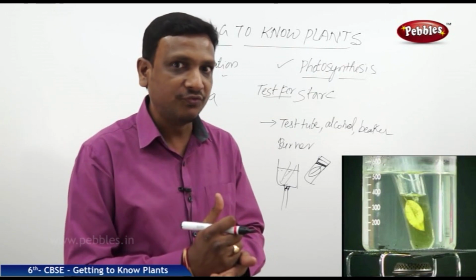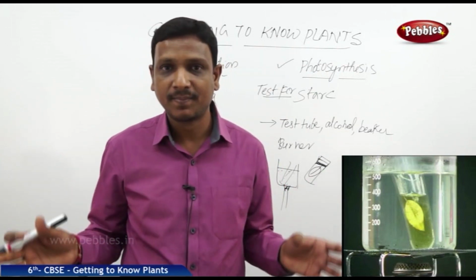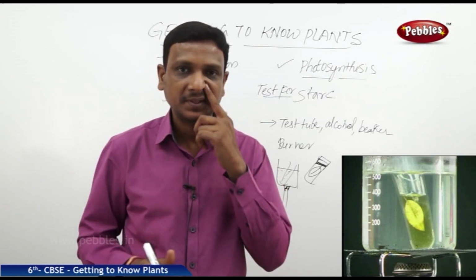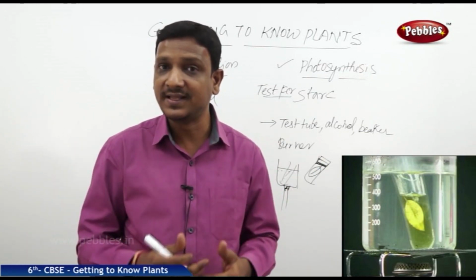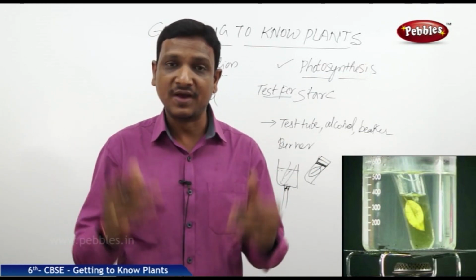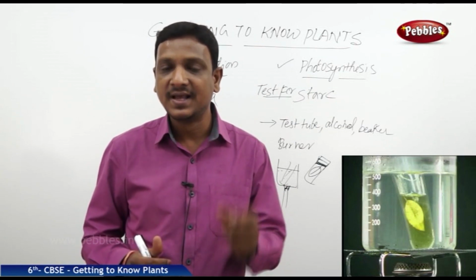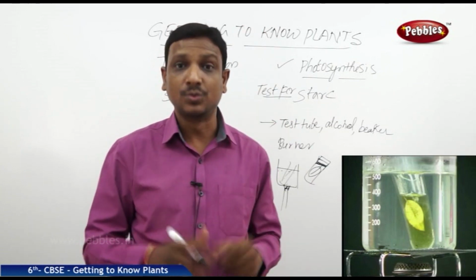But what is the proof that the leaf has prepared the starch? I don't agree. The starch might have come from the stem or from the root to the leaf. The leaf itself has not prepared the starch. Somebody may put the question like this. We have one more activity to disprove this statement. We can prove that the food, the starch, is prepared in the leaf itself. So what is that activity?